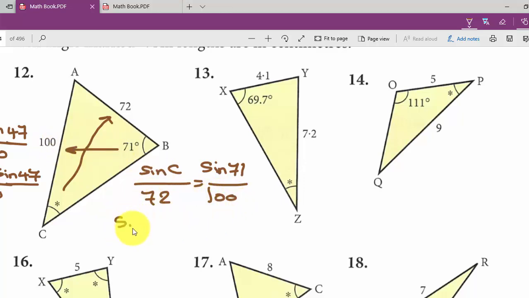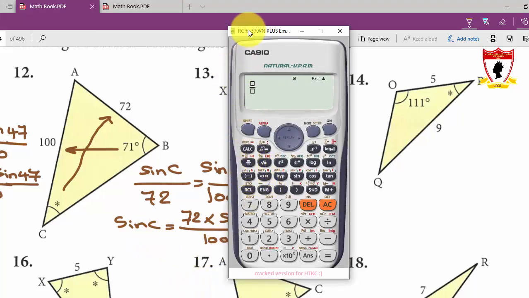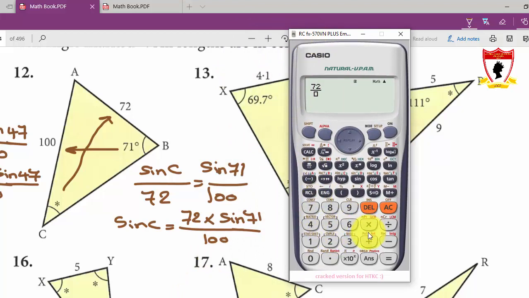Then to get sine of C, we multiply 72 by sine of 71. And then this result divide by 100. Since what's missing is angle, not side, after we calculated this side, we need to take the sine inverse of the result to get angle C. 72 times sine of 71 over 100. This is equal to 0.68.